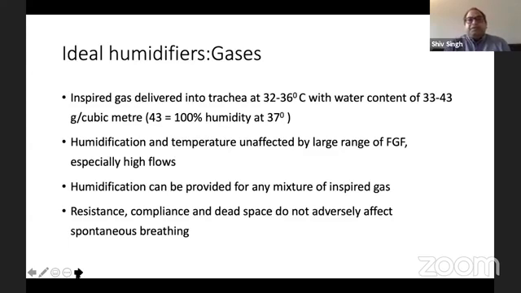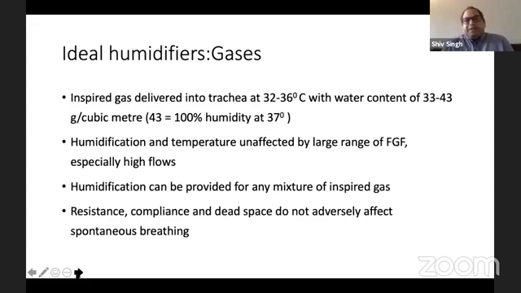Humidification temperature should not be affected by the fresh gas flows, especially where high flows are used. And humidification should be provided for any mixture of inspired gases. Obviously, in intensive care, it's usually oxygen and air, but in the theaters, we tend to actually use air, oxygen, and nitrous oxide. So oxygen could be mixed with air or with nitrous oxide.